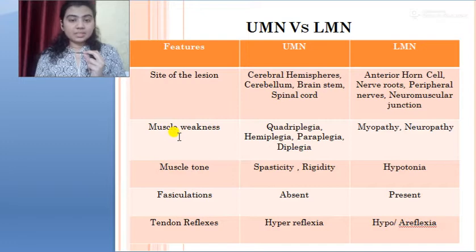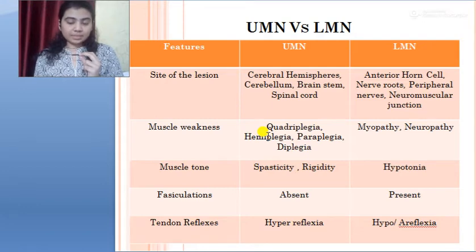Secondly, muscle weakness. In UMN, it can be quadriplegia, hemiplegia, paraplegia, or diplegia. But if it is an LMN lesion, then it can be two types. If it involves muscle, it can be a myopathy. If it involves nerve or demyelination, it can be a neuropathy.